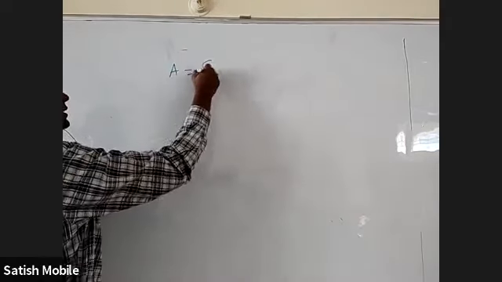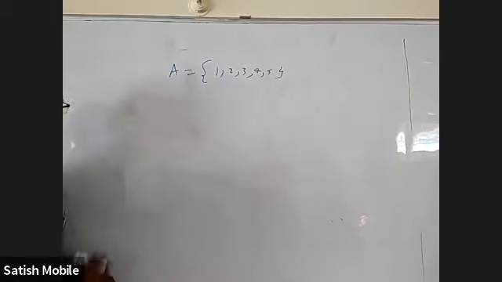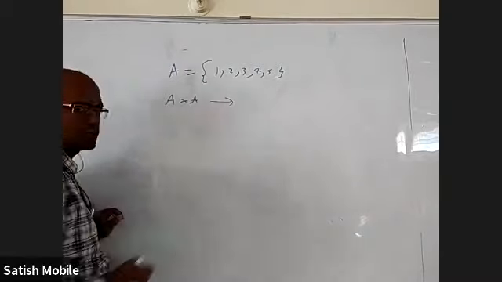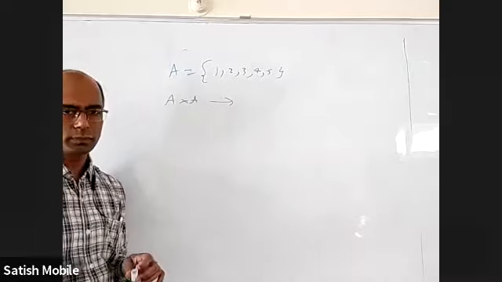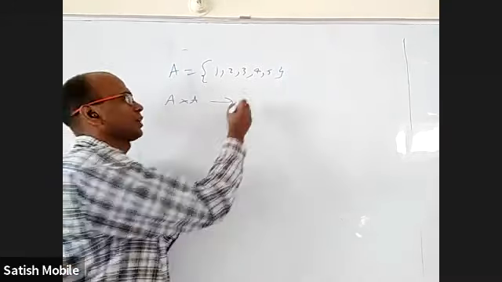Let us say my set A is 1, 2, 3, 4, 5. First of all, A cross A will have how many elements? 25. Because A cross A is an ordered pair. First element 5 choices, second element 5 choices. So it will have 25 elements.